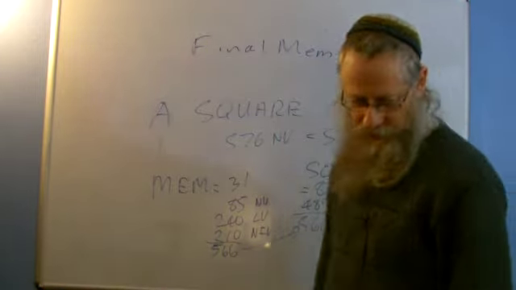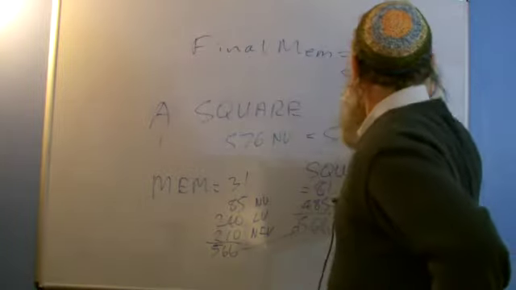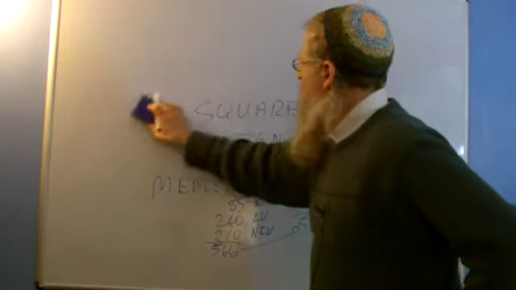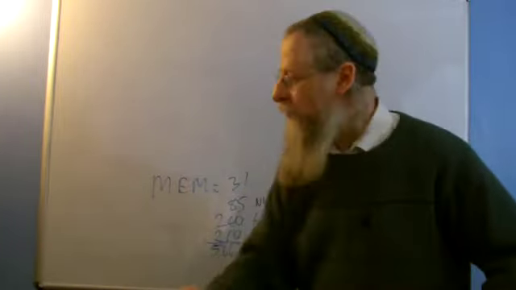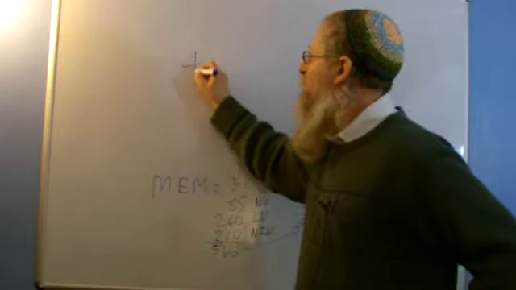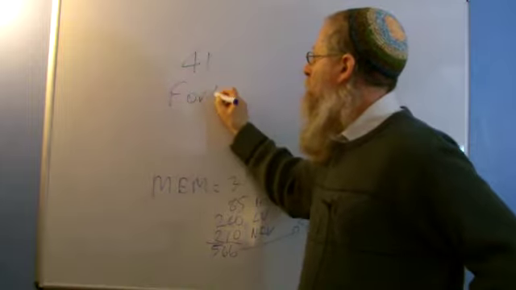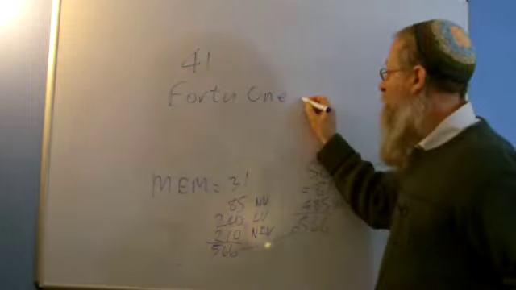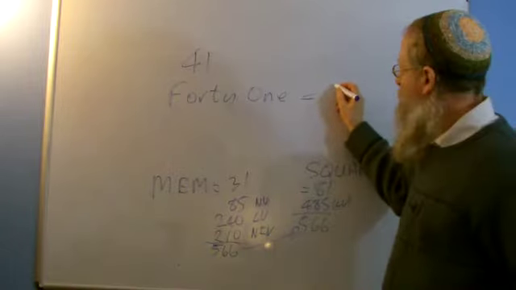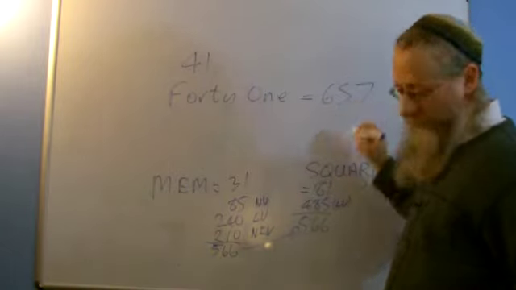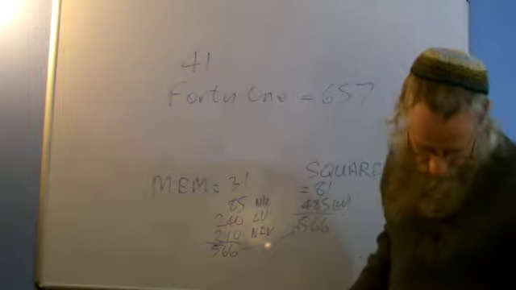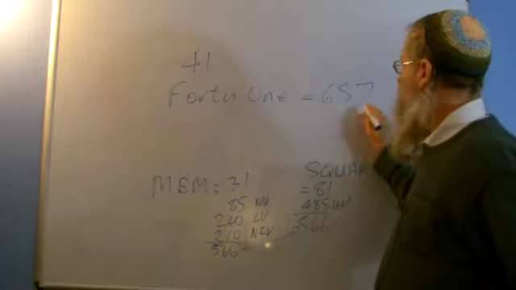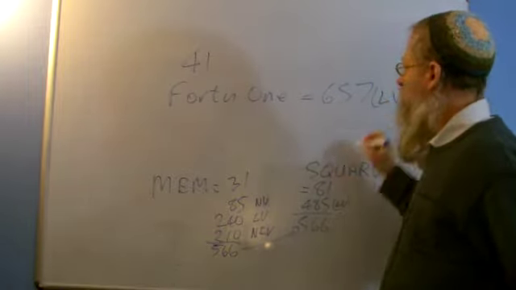Alright, one more, I think. The number in the middle of that square was 41. That was the central number, 41. And the word 41, if I work out its large value, is 657. Yeah, 657 is the large value of 41.